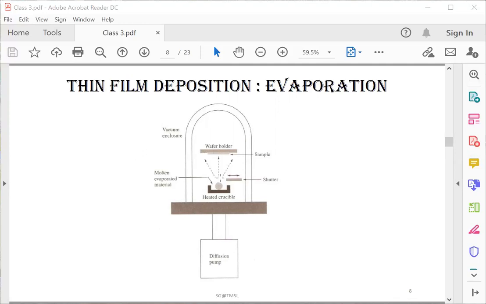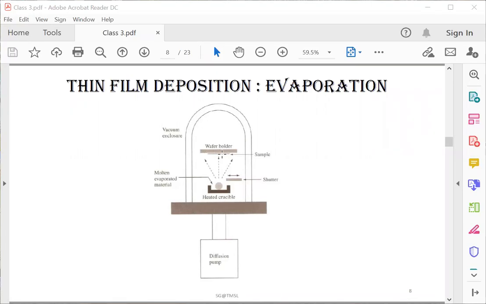after evaporating, the material will deposit onto this wafer sample. That is called thin film deposition. That's why it is called thin film deposition. This material will be deposited onto the silicon wafer.